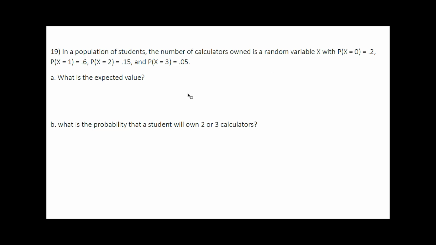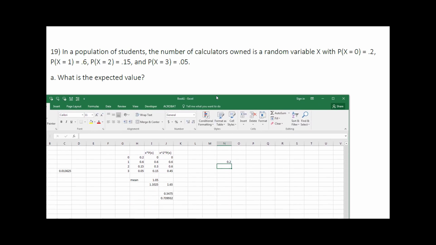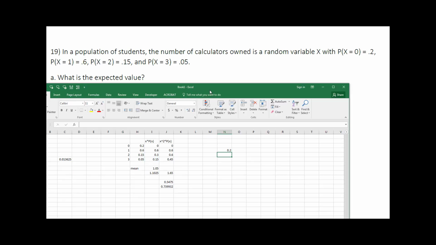Okay, and last but not least, probability that they own 2 or 3 calculators. So go back up here. Probability is for 2 calculators 0.15. Sorry, equals 0.15 plus the probability of owning 3, which is 0.05. So the likelihood of them owning 2 or 3 would be the 0.2 there. So hopefully this helps.